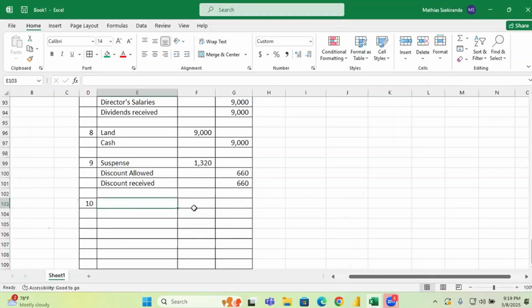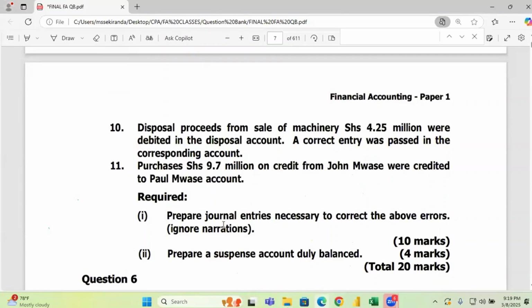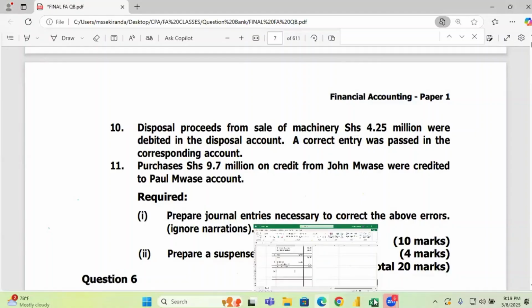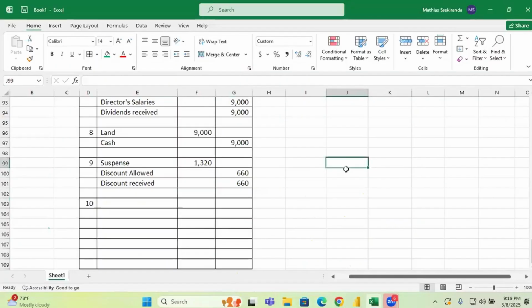Note number 10. The disposal proceeds from the sale of machinery, 4,250, were debited in the disposal account. The corresponding entry was correctly passed. Now, when we dispose of assets and we get proceeds, these are the double entries that we pass. We debit the cash or bank from the sale proceeds, and credit the disposal account. These are the correct entries that we have to pass.